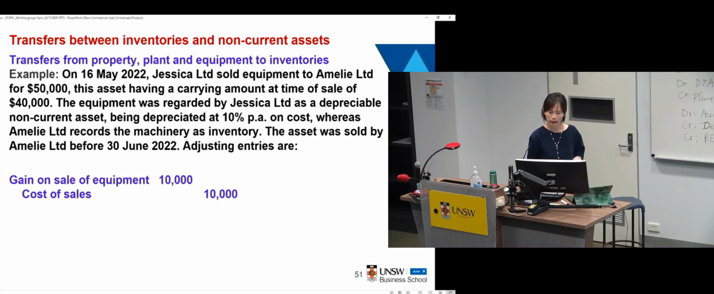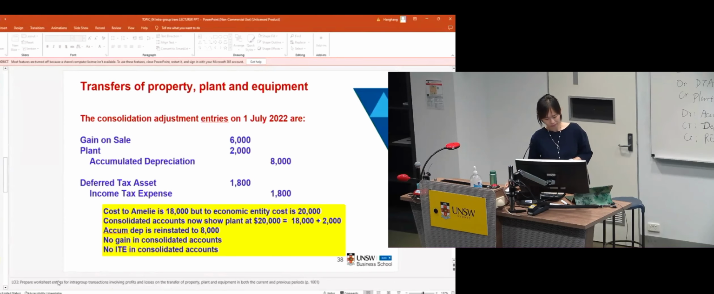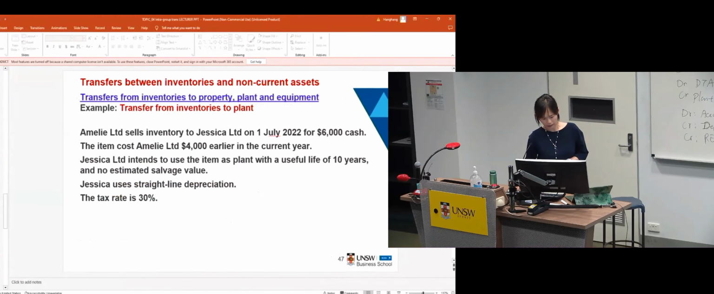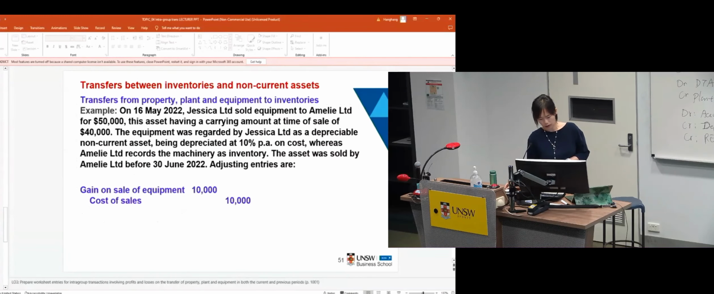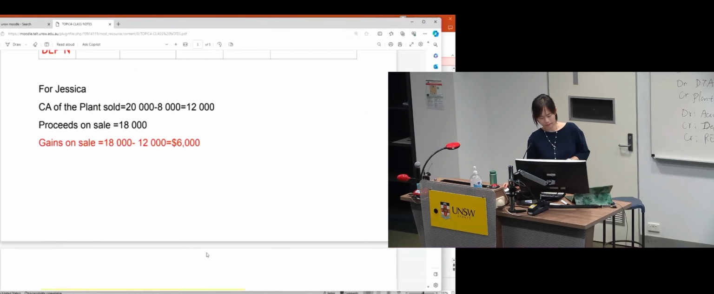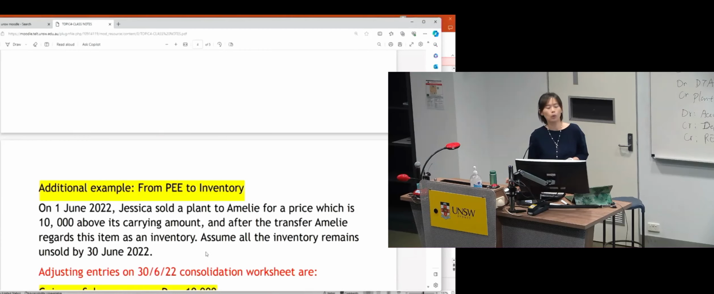You don't need to prepare any tax entry because there's no impact on the profit. There's no tax effect. Now, let's make this question a bit more challenging. What if this inventory is still on hand? What would be your consolidation worksheet entries? So assuming all these inventory remain unsold.